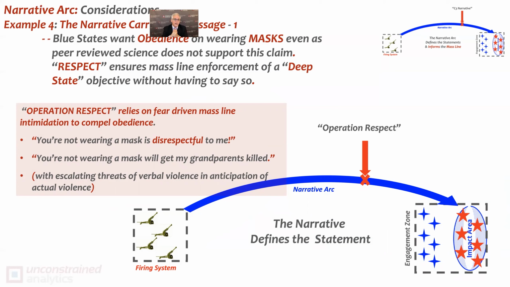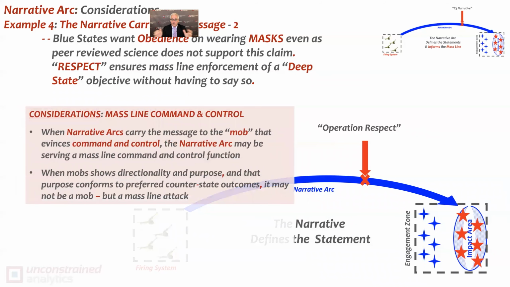Is that not what you're seeing? Are you not, in the name of respect, seeing the blue states enforce a mass line narrative? And is it not being enforced at the threat of violence that, of course, that deep state can walk away from and say, we didn't authorize it?